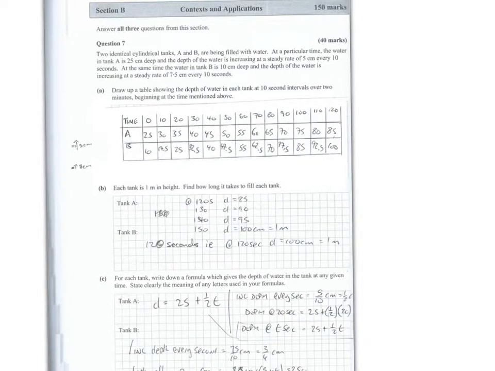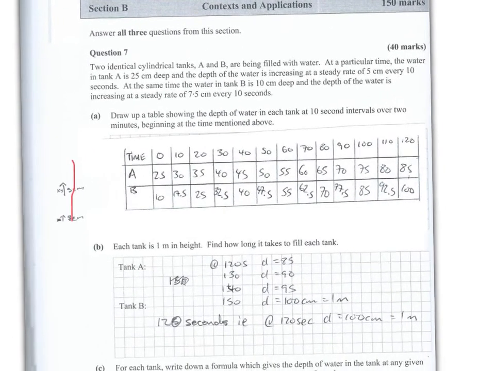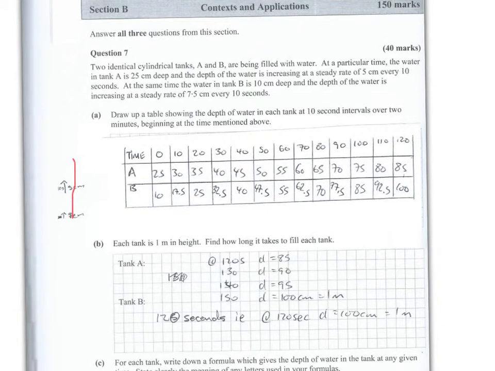Question 7 in 2013 was all about generating linear equations to solve a real life problem. Okay, so you were told that two identical cylindrical tanks, A and B, are being filled with water at a particular time. The water in tank A is 25 centimetres deep, and the depth of water increases by 5 every 10 seconds. And at the same time, the depth of the water in tank B is 10, and that has a rate of 7.5 centimetres every 10 seconds.